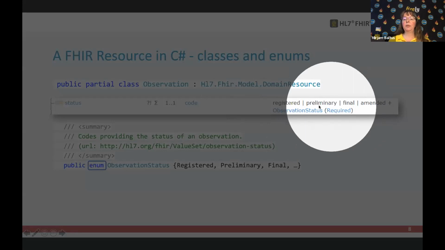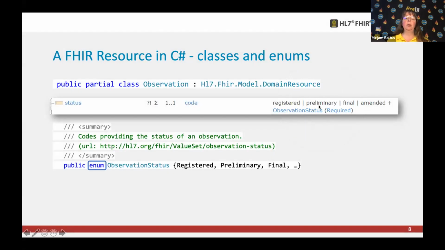This means that this field has to be filled with a code from that observation status list. There are a couple of possibilities listed in the specification documentation already, so you can see registered, preliminary, but there are more than those. Whenever you see a fixed list of codes like that, the FHIR library offers you an enumeration, and then you can fill your code with that particular enumeration. So you can see we have a public enum here with these statuses, with all of them, of course, inside of there.